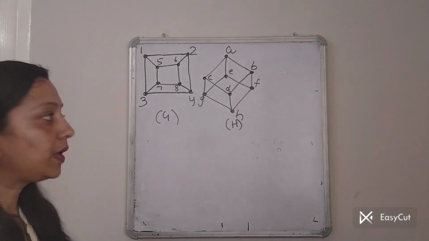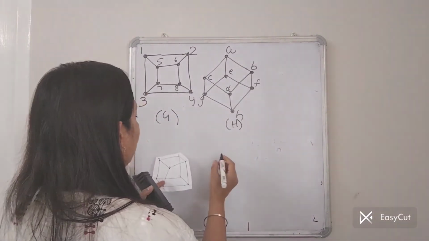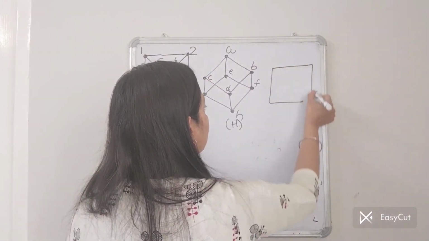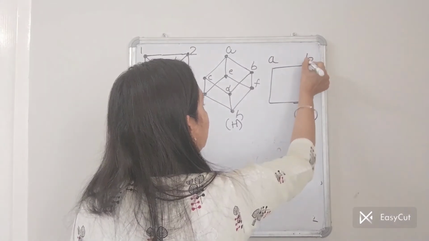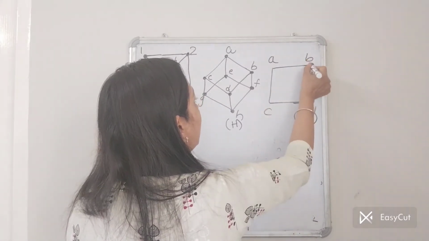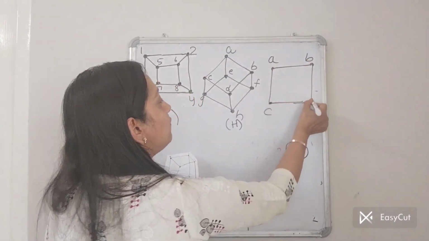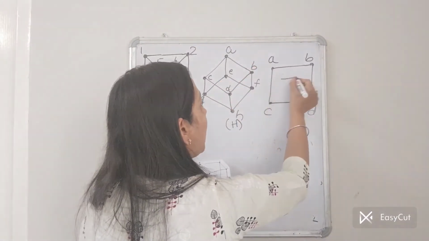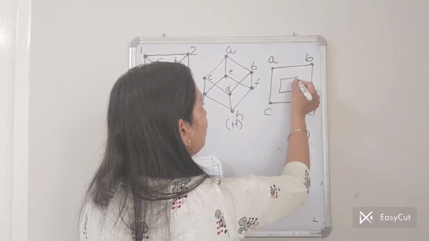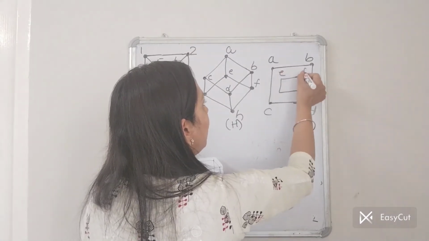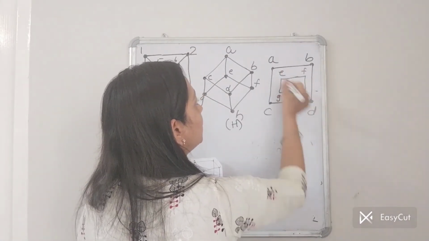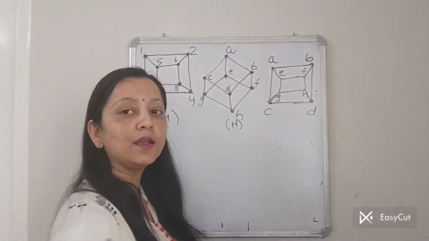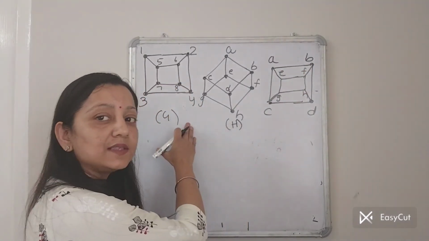So what am I going to get now? I will get a graph like this. A, B, C, D, and the square on the front with vertices E, F, G and H will be compressed a little bit and pushed back. So now, see. Didn't I get the same graph as graph G?